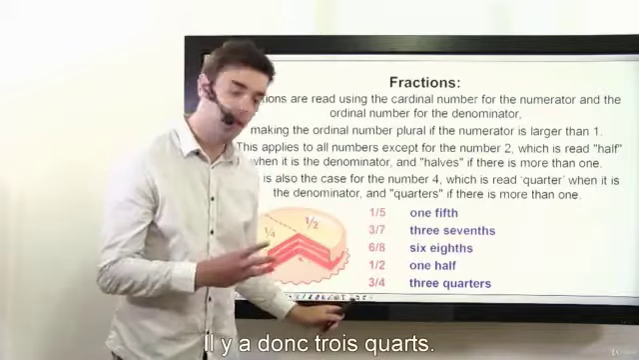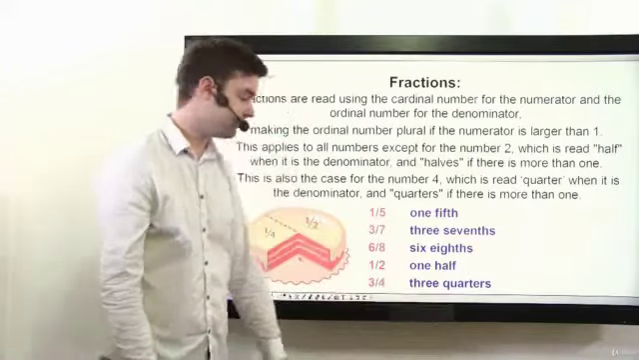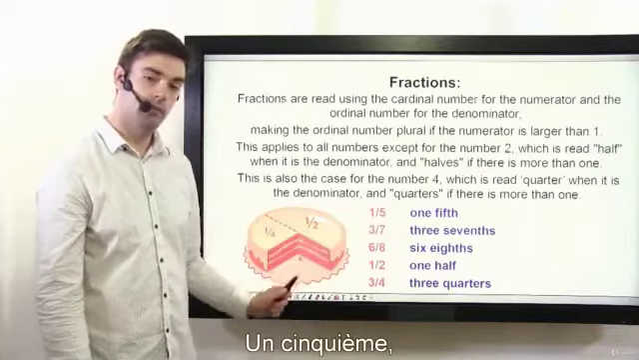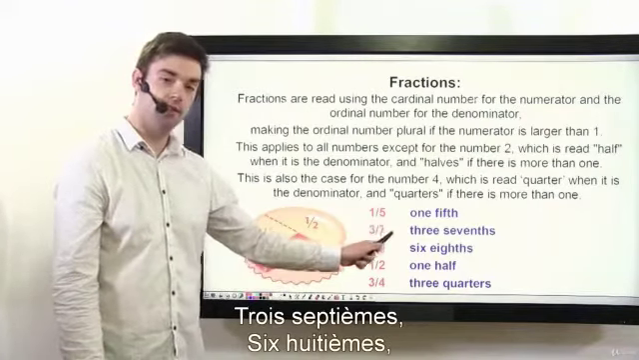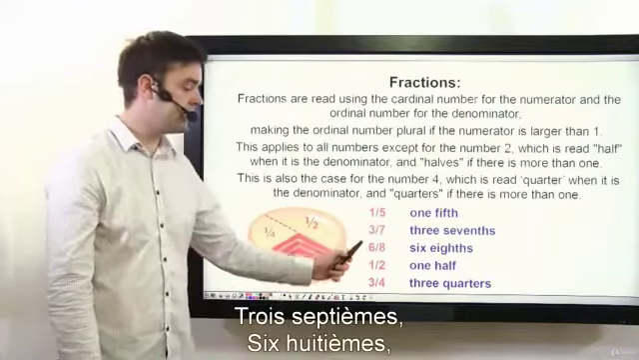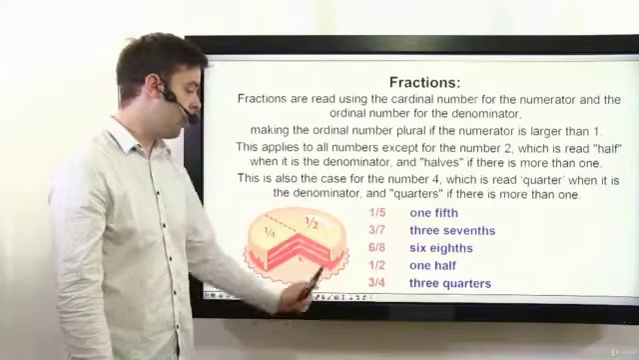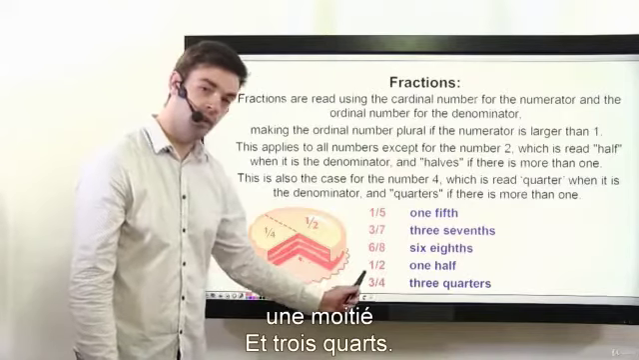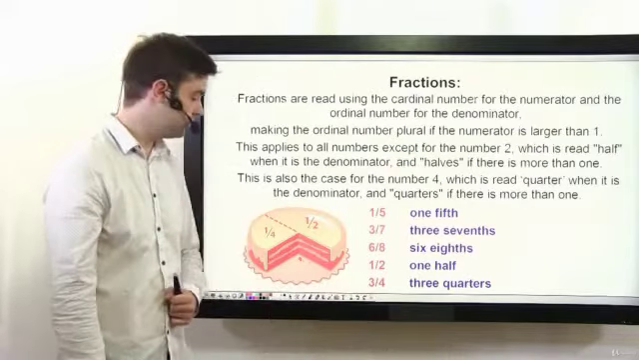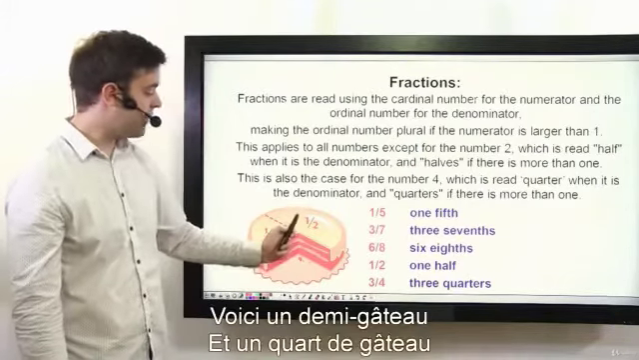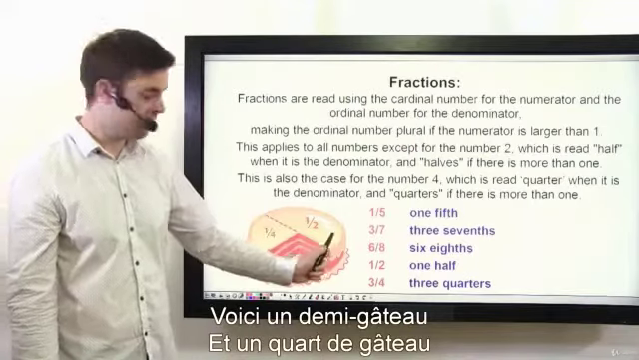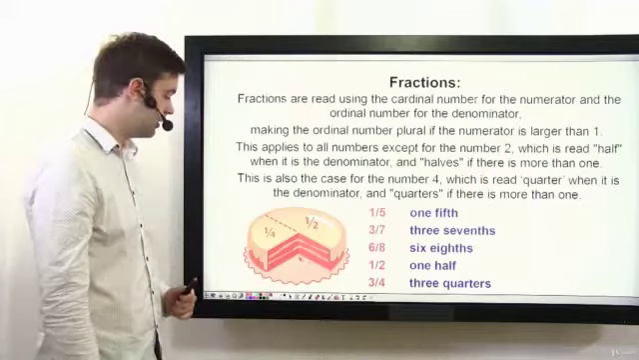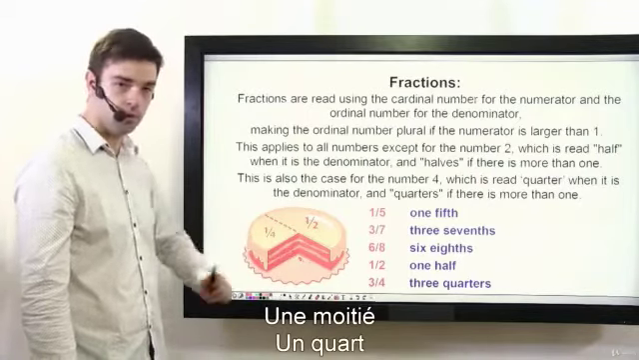So there are 3/4, 1/5, 3/7, 6/8, 1/2, and 3/4. Here we have half a cake and a quarter of a cake. 1/2, 1/4.